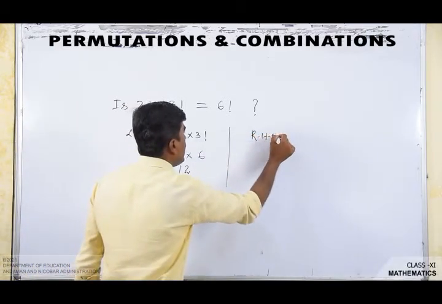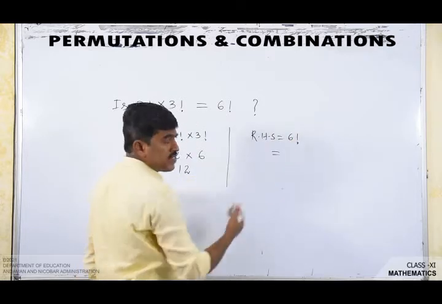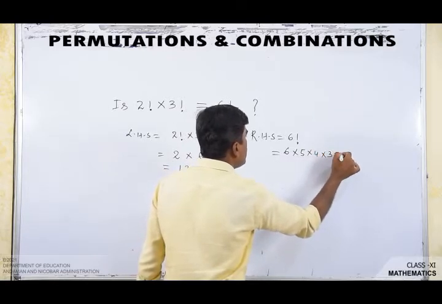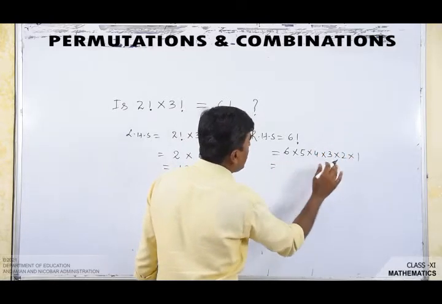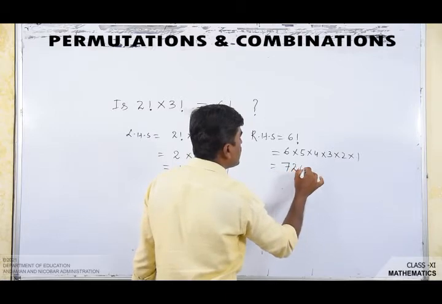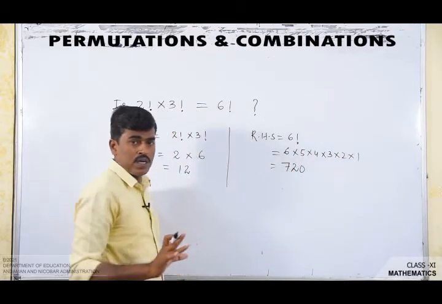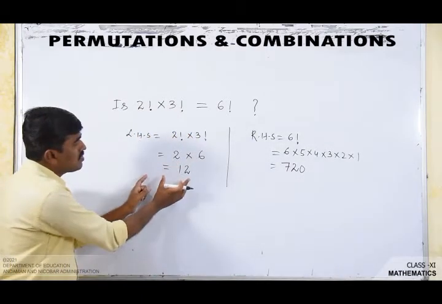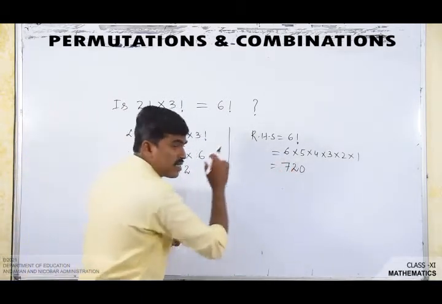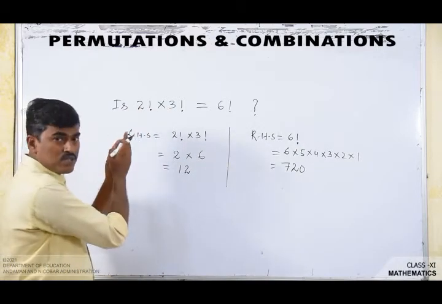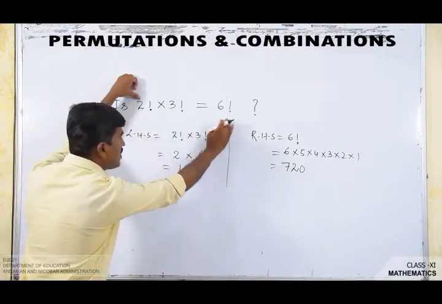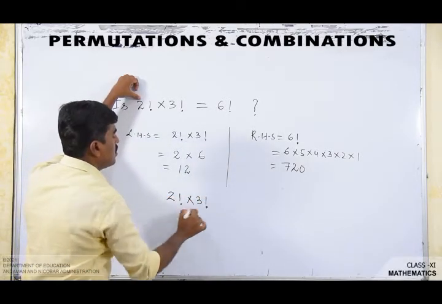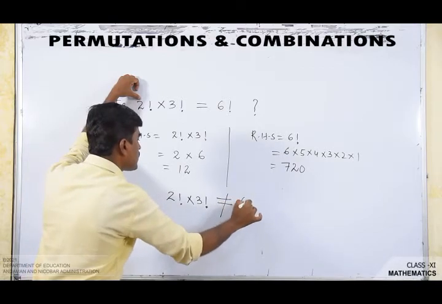LHS is 12. Okay. And what is the RHS? RHS is 6 factorial. And what is the value of 6 factorial? That is 6 into 5 into 4 into 3 into 2 into 1. If we multiply it, we will get 720. As we know that 5 factorial is 120, so 120 into 6 is 720. So here the LHS is 12 and the RHS is 720. So is this statement true? Here 2 factorial into 3 factorial is not equal to 6 factorial.